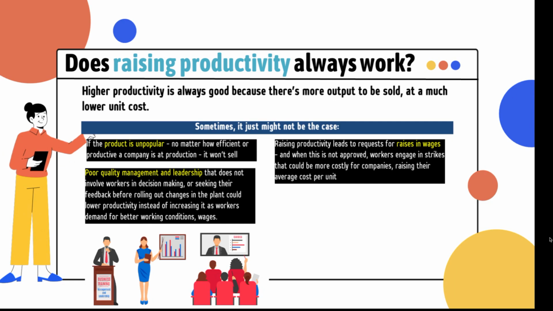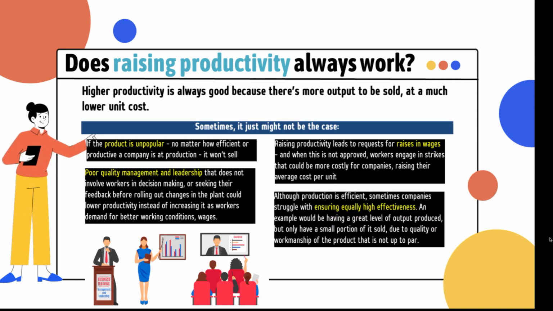And sometimes there is poor quality or leadership that does not involve the workers in making decisions, such as requiring the team to produce three or four times more than what they used to, without considering the impact of those changes on the workers and what they might need to be able to produce more. In most situations, that is not good and they're not productive.